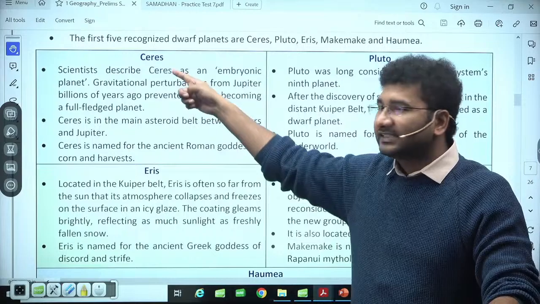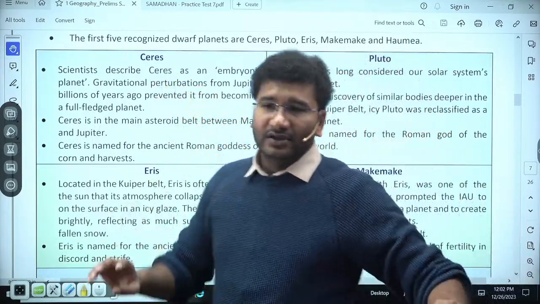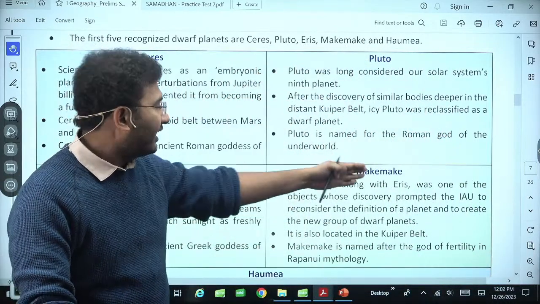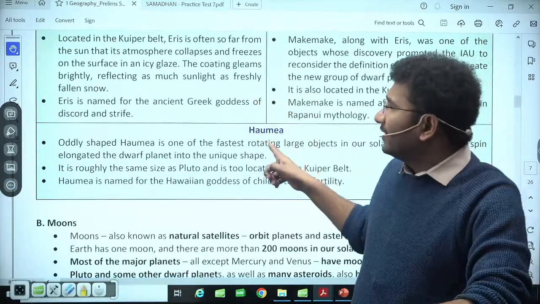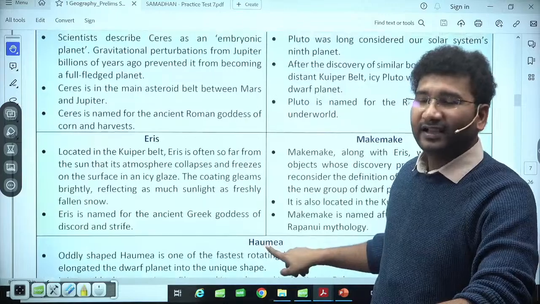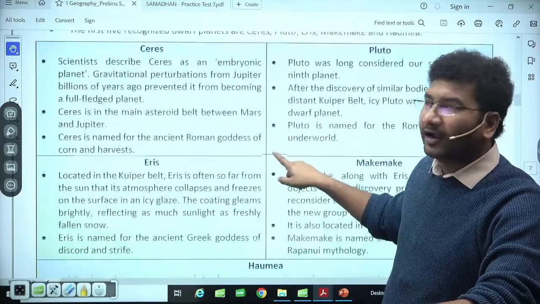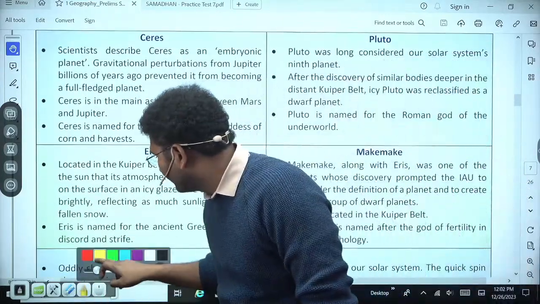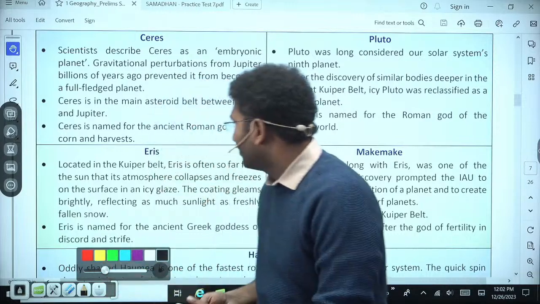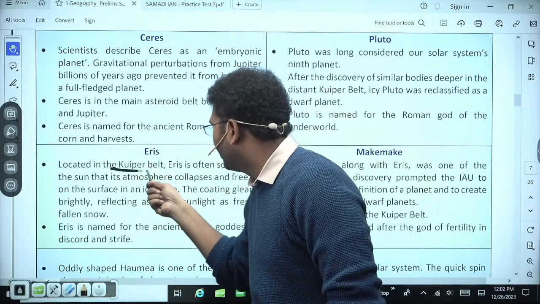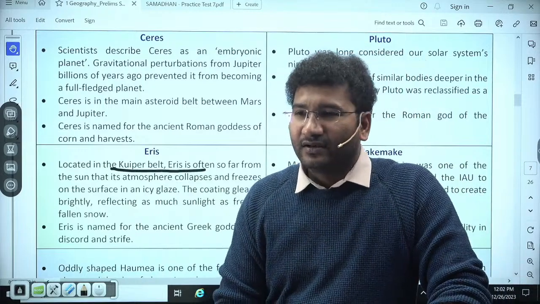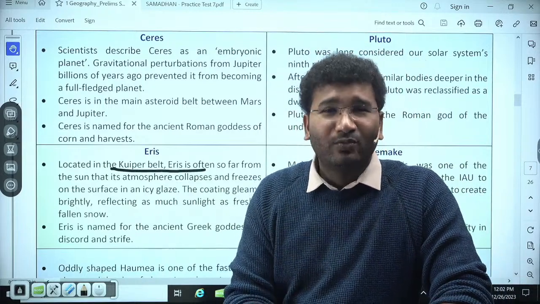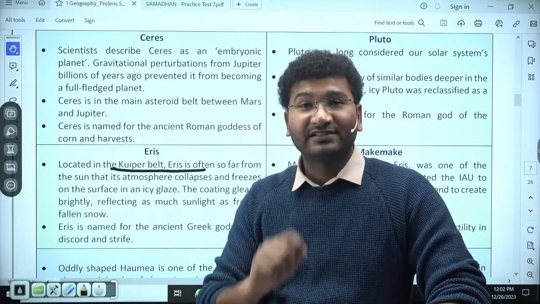Number 1, Ceres. So Ceres, Pluto, Makemake, Eris. Some content about them is given here. Now, while you study them, you will come across a particular concept called Kuiper belt. Many such dwarf planets are around the Kuiper belt. Now, what is this Kuiper belt? Kuiper belt is an area where you find comets.